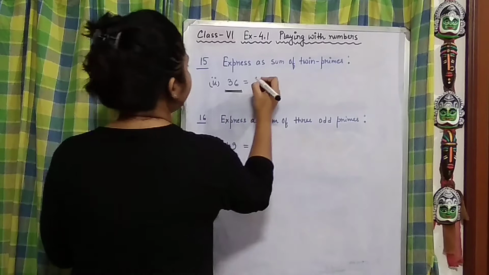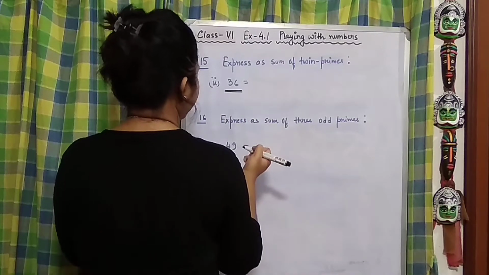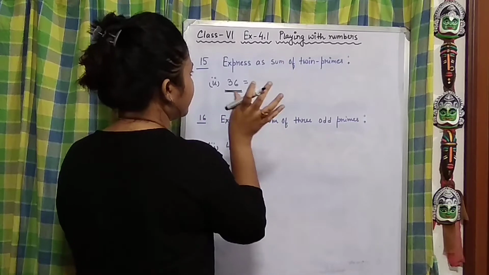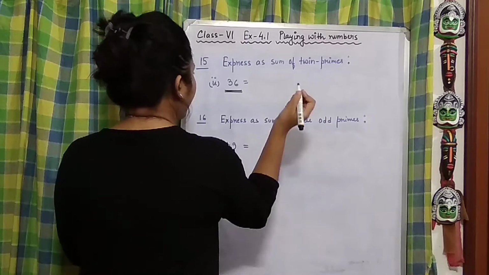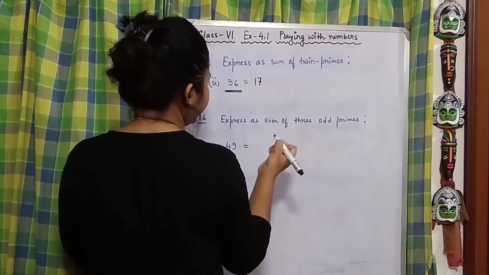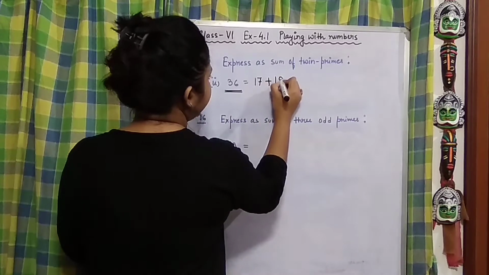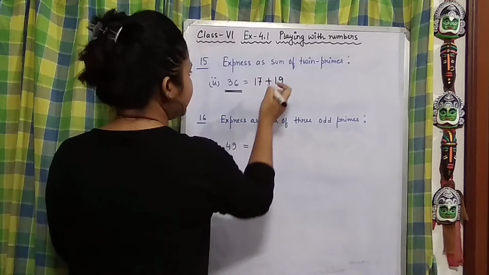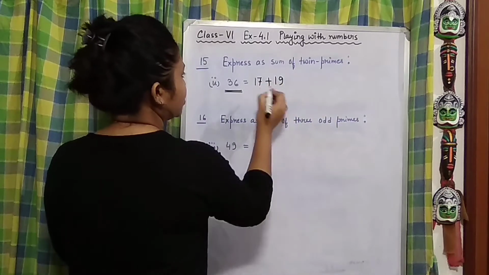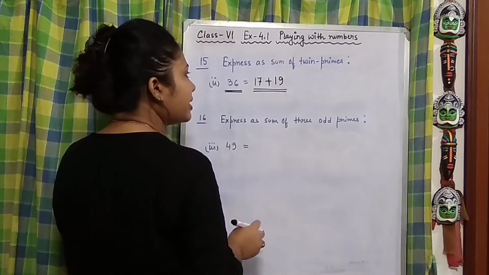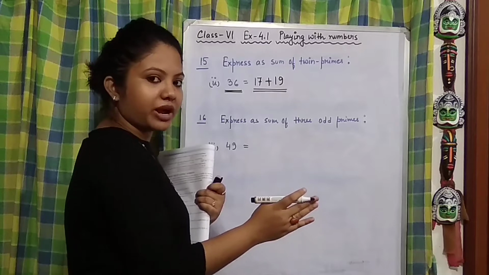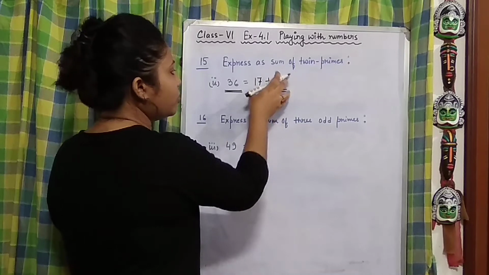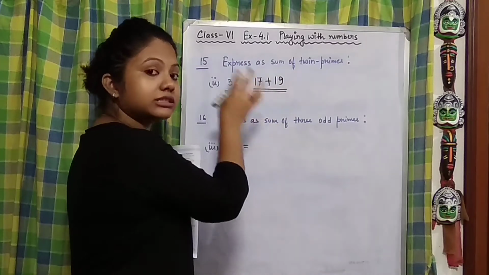So here for 36, we are going to take some of the prime numbers which are coming between 10 to 20. For that, let's say we are taking 17 and another is 19. So 17 plus 19: 7 plus 9 is 16, 1 carried, 1 plus 1, 2, and 1, 3. So these two are twin prime numbers because after 17, 19 is a prime number. So they are twin to each other, and as the sum of these two, 36 is coming. So this is the answer and this is how we do it.